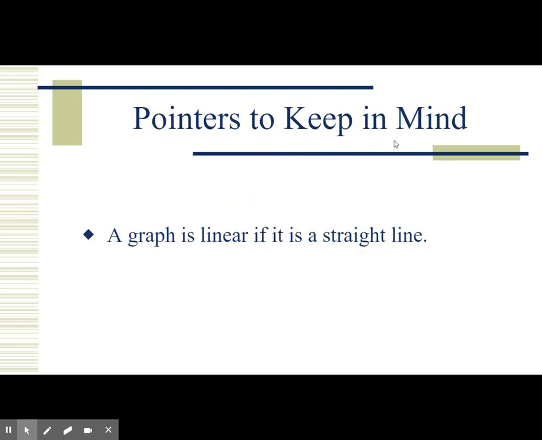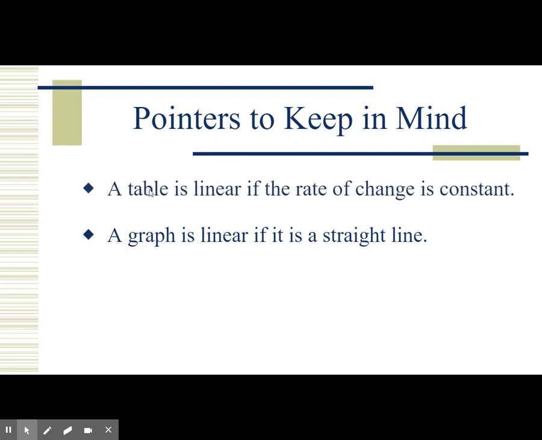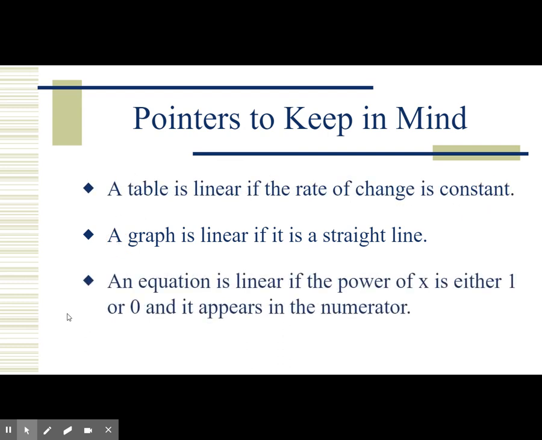All right, pointers to keep in mind. A graph is linear if it is a straight line. So you got to make sure you know that. A table is linear if the rate of change is constant. And an equation is linear if the power of x is either a 1 or 0 and it's in the numerator. So these are the 3 kind of takeaways to make sure you know. If you didn't write down the notes, make sure you write these down so you've got this. Makes your work a lot easier.